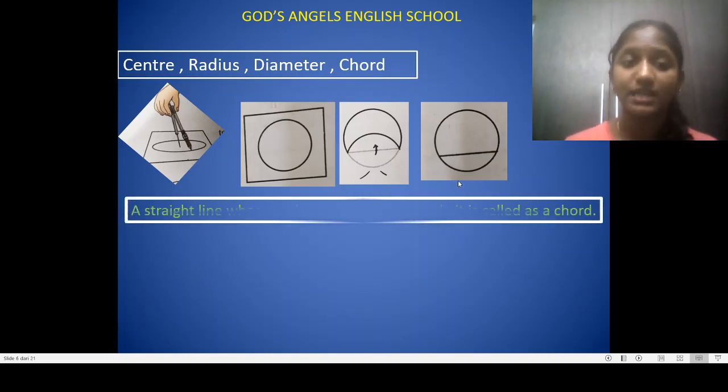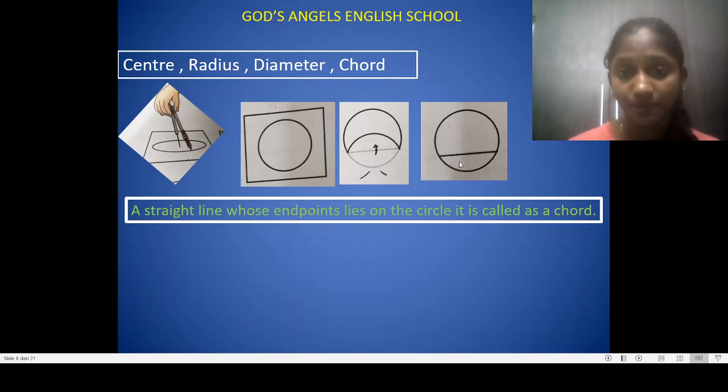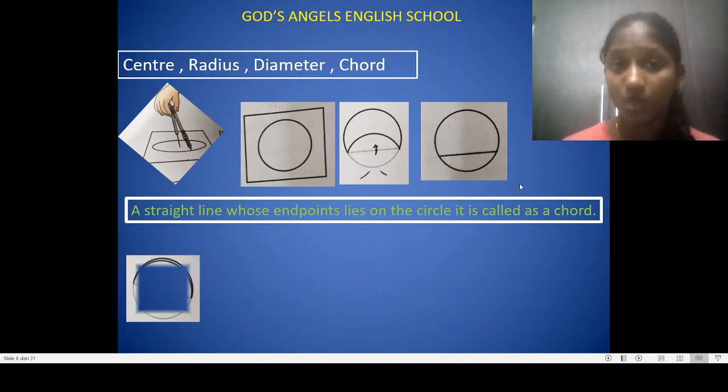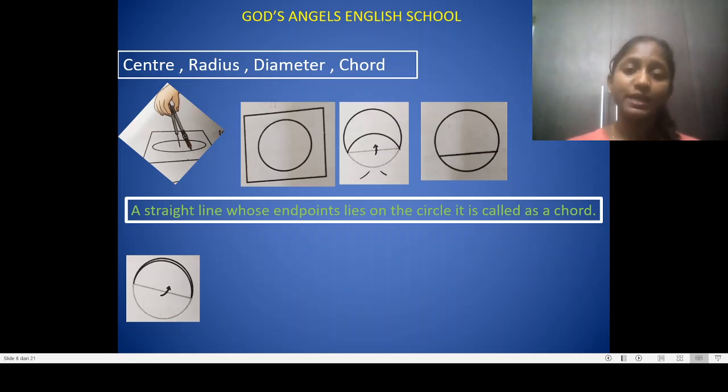So what is the sentence? A straight line whose end points lie on the circle, touching the circle, is called a chord. After opening we have got this, we now know what a chord is. A line whose end points touch the circle is our chord. Now I have opened that paper and I have folded it in a proper way.